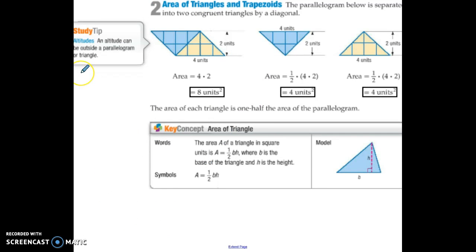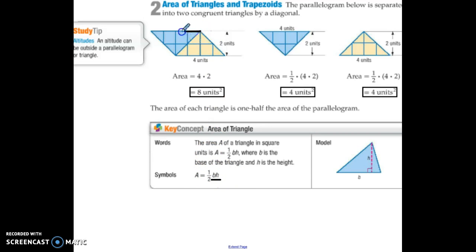Moving on to triangles now. Triangles go based off of parallelograms. In fact, we found the area of triangles based on parallelograms. Here's the area of a triangle: it is half base times height. Well, base times height was a parallelogram, and I'm telling you that a triangle is half of that.